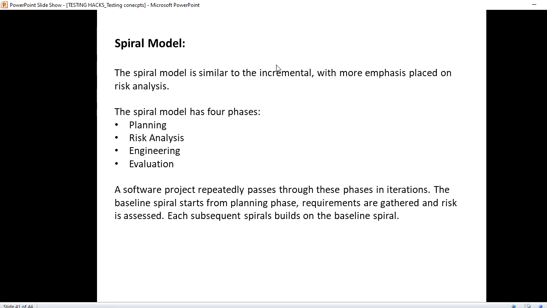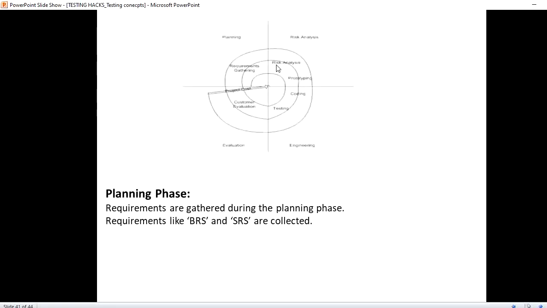So what does it mean? As we saw, there are four different phases, and we will go through them one by one to get a better understanding. When we see the diagram, the very first thing that happens is planning, which is the planning phase. Next is the risk analysis phase, where the risk will be assessed. Next is the engineering phase, and then the evaluation phase. So these are the four different phases.